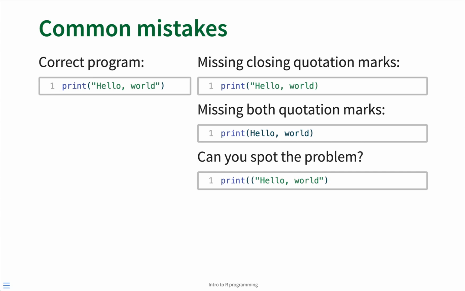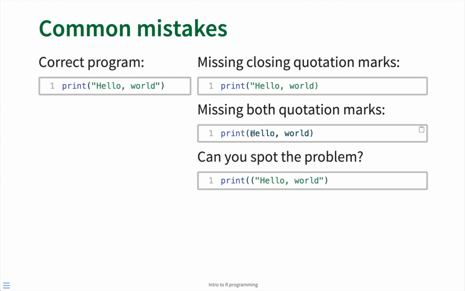For example, here on the left is the program we just wrote. And on the right are three incorrect versions. In the first version, we're missing the closing quotation marks after hello world. These quotation marks indicate where the words that we want to print out start and end. So if we don't have it at the end of those words, R doesn't know where they end, right? It doesn't know whether this closing bracket should be the closing bracket of the print function or really just part of this series of letters and symbols that we want to print out.